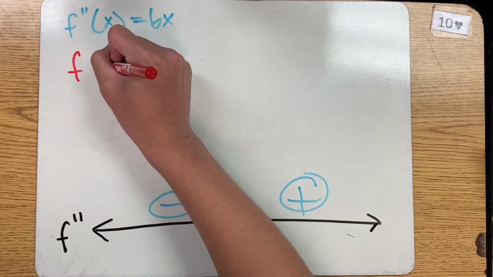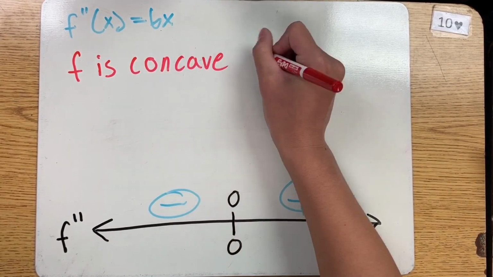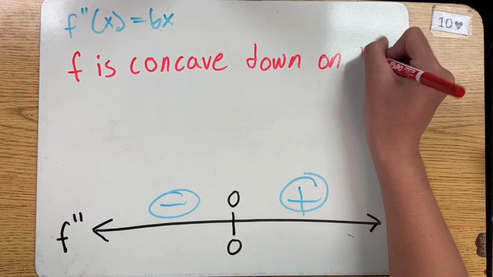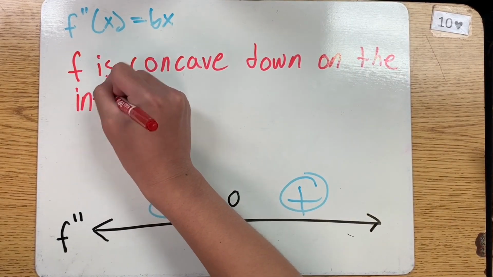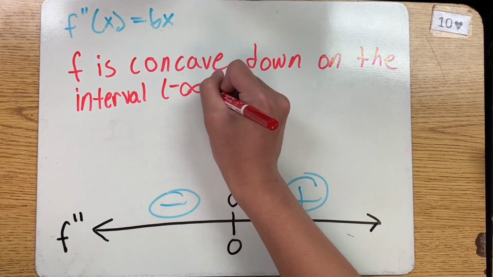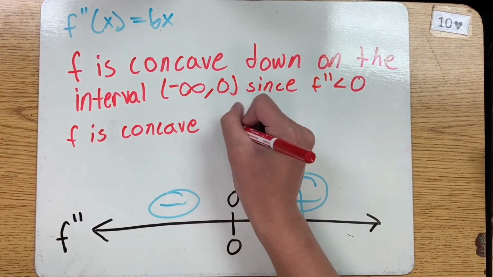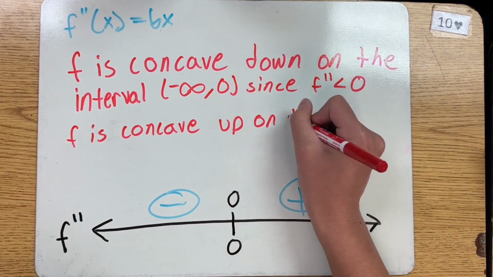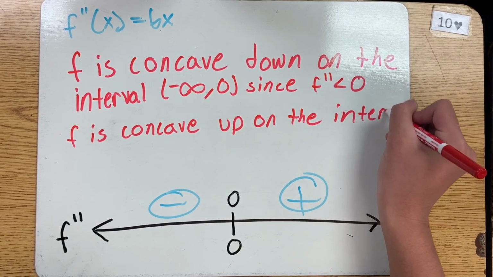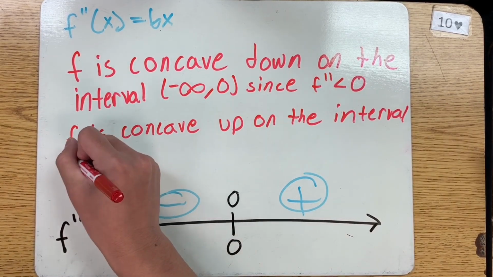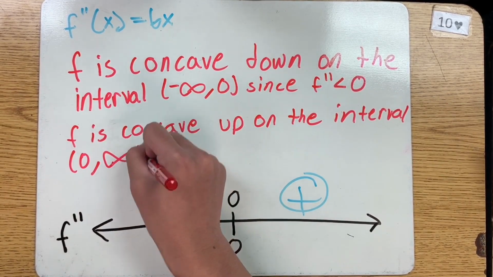In this case, f is concave down on the interval negative infinity to 0, since f double prime is less than 0 in that interval. F is also concave up on the interval 0 to infinity, since f double prime is greater than 0.